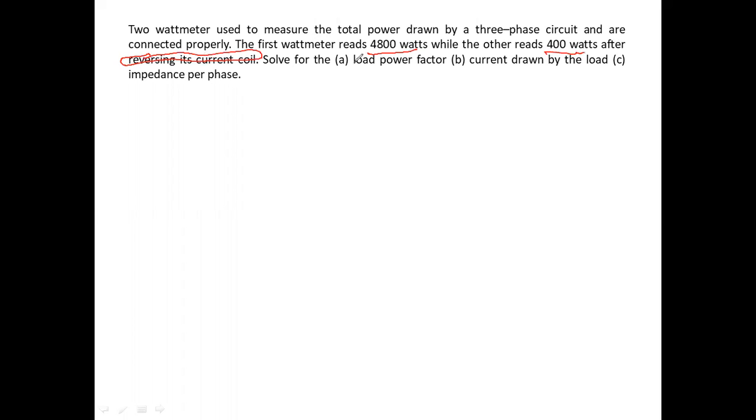So meaning to say, wattmeter 1 is equal to 4,800 watts, but for wattmeter 2, the reading is 400 watts after reversing its current coil. So when the original position of wattmeter 2 is put back, the reading of wattmeter 2 is equal to negative 400.